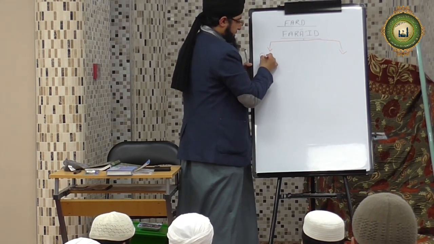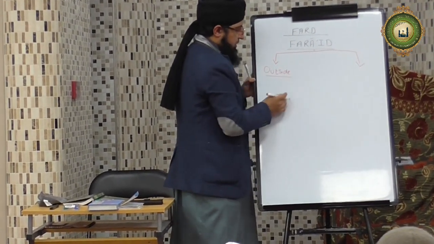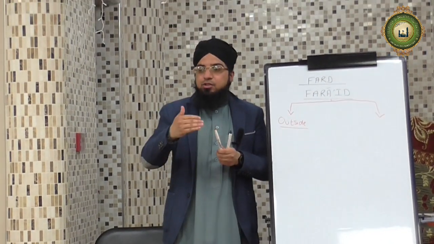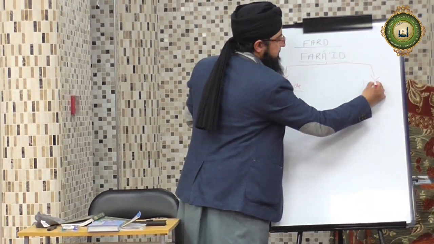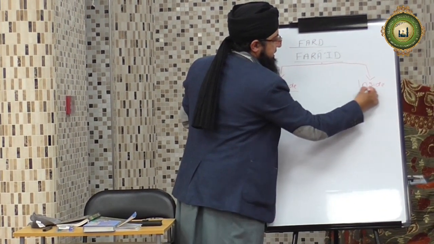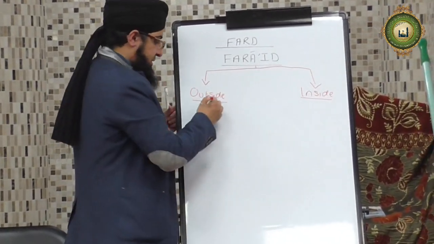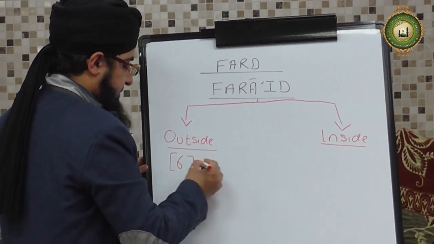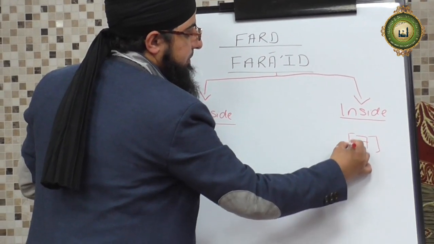Those Faraid which are fulfilled prior to your prayers, they're outside the Salah, and then the rest of them, they are inside the Salah. Now outside Salah, they're altogether 6. And inside Salah, they're altogether 7.